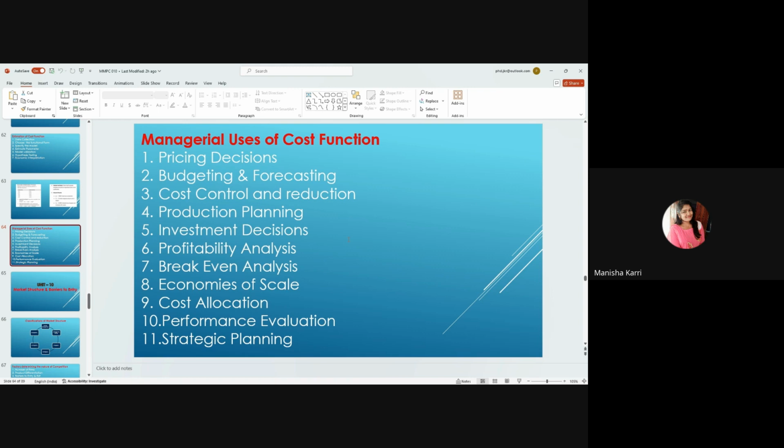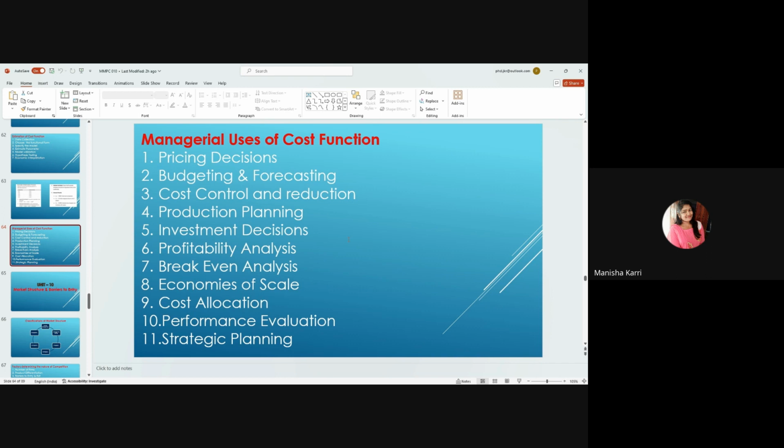Later, profitability analysis. Managers will analyze the profitability of different products or services by understanding how costs vary with output. And managers here, they can identify which products contribute most to profits and focus on those that offer the best returns. Later, break-even analysis. Managers use the cost function to perform break-even analysis, determining the level of output needed to cover all costs.